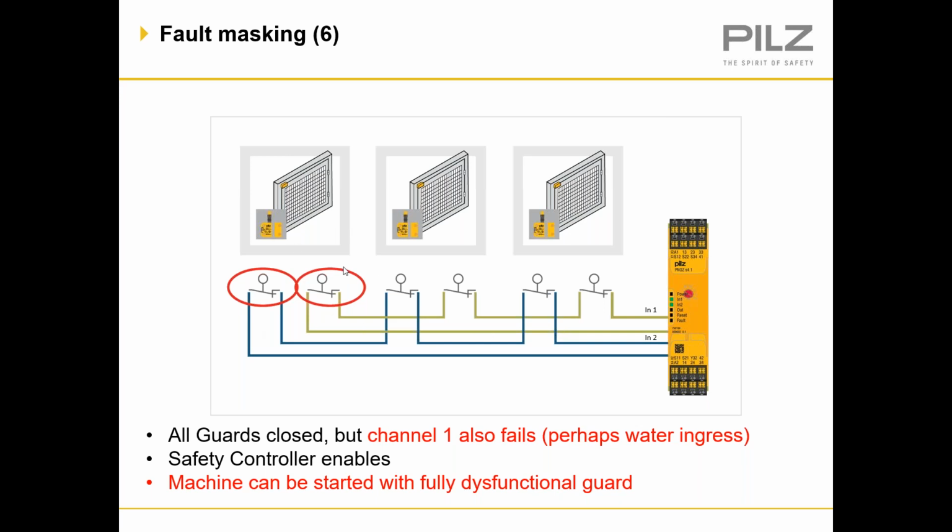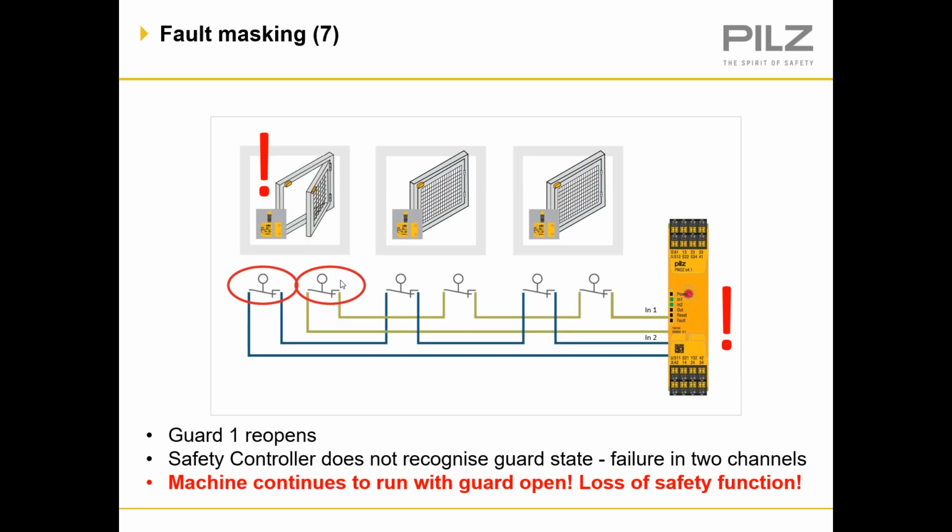dysfunctional guard. Now, when guard 1 is opened, the safety controller does not recognize the guard state due to the failure in the 2 channels. The contacts remain closed and the machine continues to run with the guard open, and this is a complete loss of the safety function.